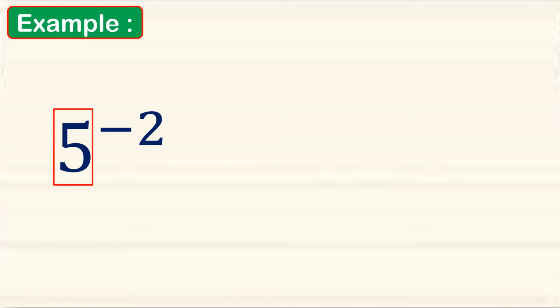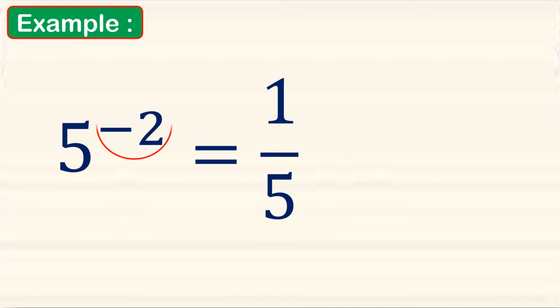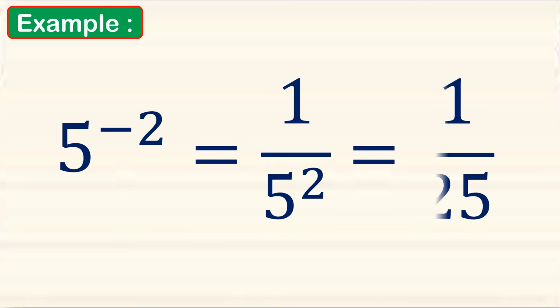Let us have an example under negative exponents. So if we have 5 to the negative 2, the reciprocal of 5 is 1/5, and then we take the positive exponent, which is 2. So we have 1 over 5 squared, and we all know that 5 squared is 5 times 5, so we have 1 over 25.